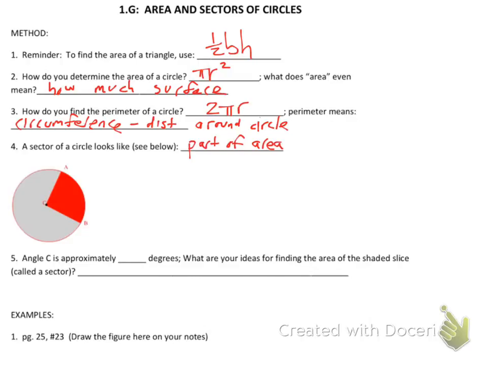If you look at question 5 there, it says angle C is approximately how much of that circle? How many degrees do you think that is? It's turned sideways on your page. Turn your page, or turn your head a little bit. Doesn't that look like what kind of angle? A right angle? 90? Now again, we're assuming, what shouldn't we do? Assume. But if we assume that's 90 degrees, what are your ideas for finding the area of that sector?